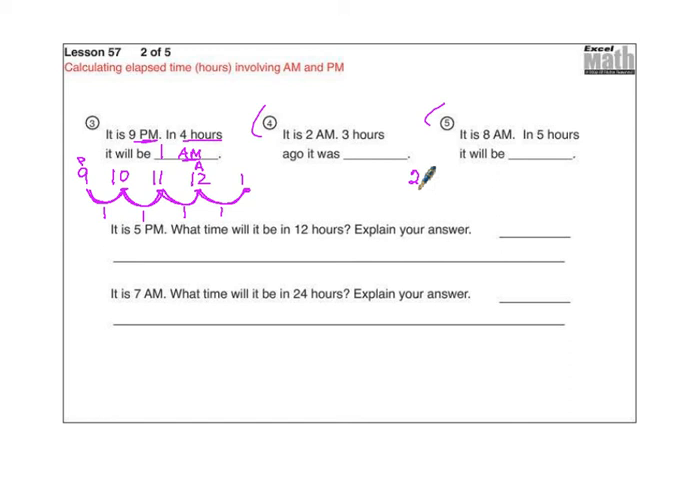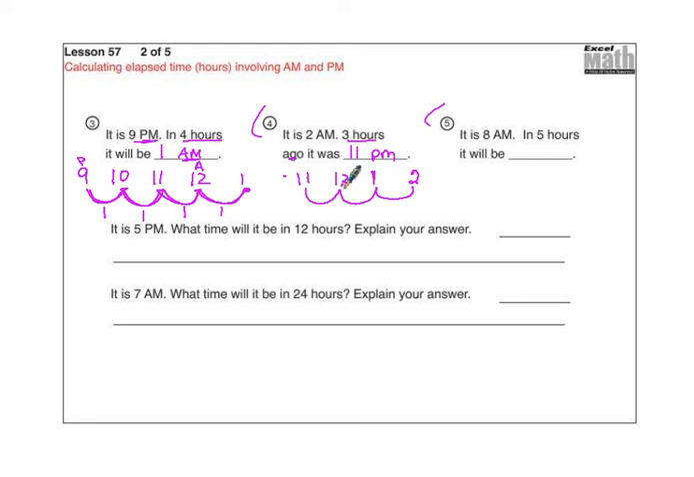2 AM, 3 hours ago. You should have started over on this side. I bet some of you started over here. That's not right because we're going backwards. It says 3 hours ago. Then you should have done 3 lumps. 1, 2, 3, and then you fill in the times at the peaks, 12, and this would be 11. It's 11 PM because we crossed over the 12 o'clock hour.